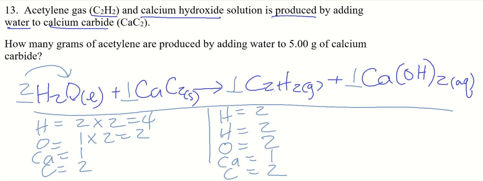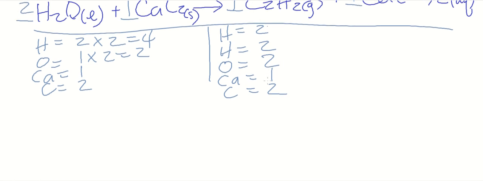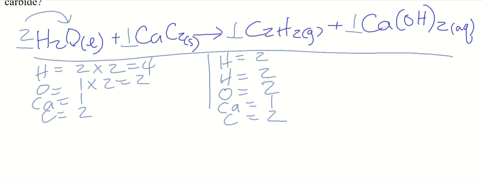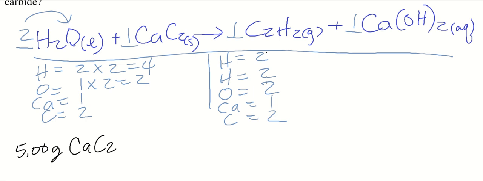Need more room. How many grams of acetylene is produced? Start with 5 grams of calcium carbide. So let's start with what we're given. I think it said 5.00 grams of calcium carbide. Okay, and I already forgot what it asked. Grams of acetylene. So we're given calcium carbide, and we're going to find out how many grams of acetylene.